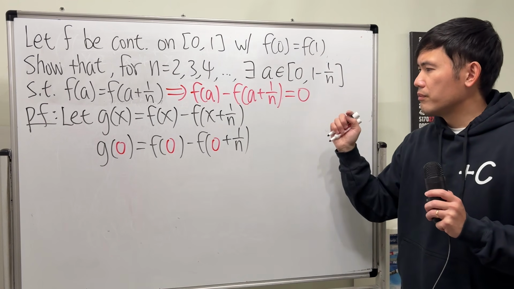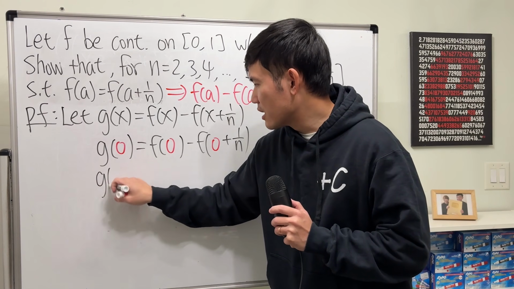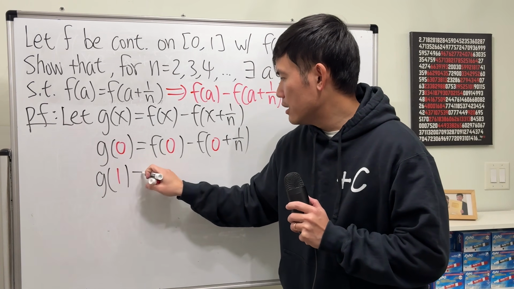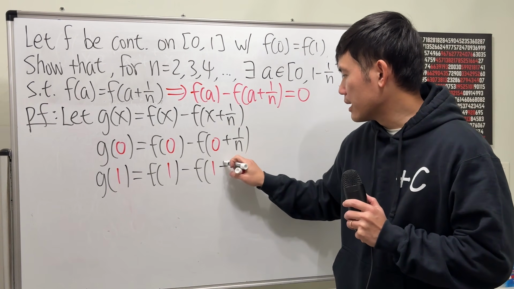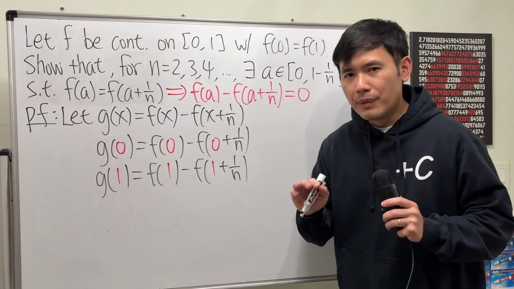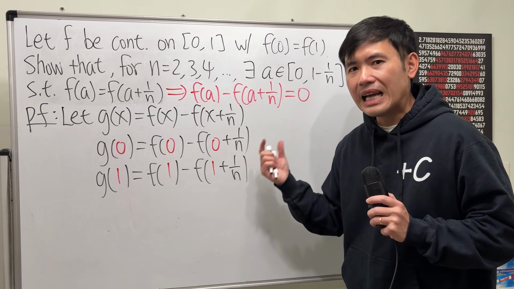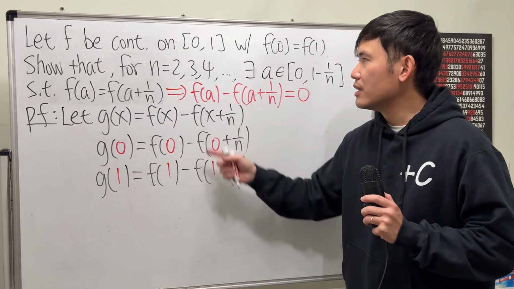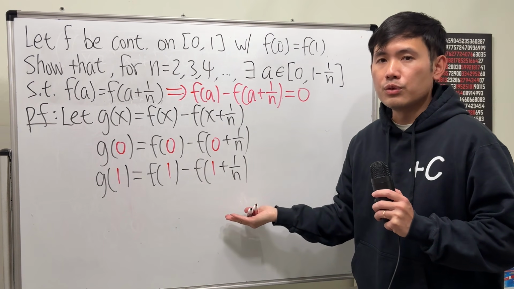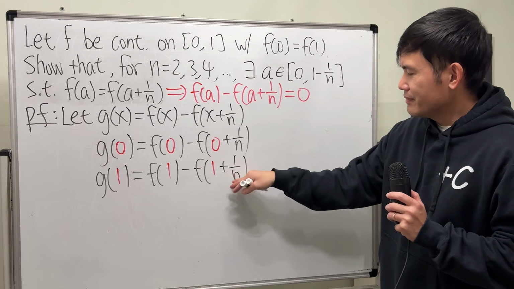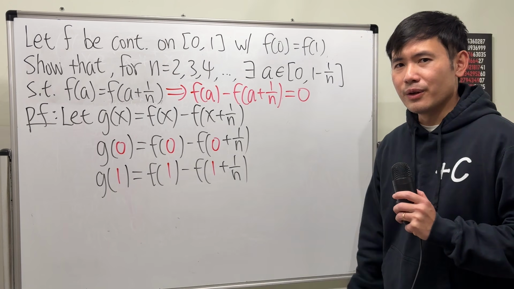Next, we have f of 1. So maybe I need to plug in 1 into all the x's. If that's the case, we have g of 1 being equal to f of 1 minus f of 1 plus 1 over n. But wait a minute. 1 plus 1 over n is not good because this is outside of the interval of our consideration. We just want to have from 0 to 1. I don't know what will happen to this thing right here, right? So we don't want that.